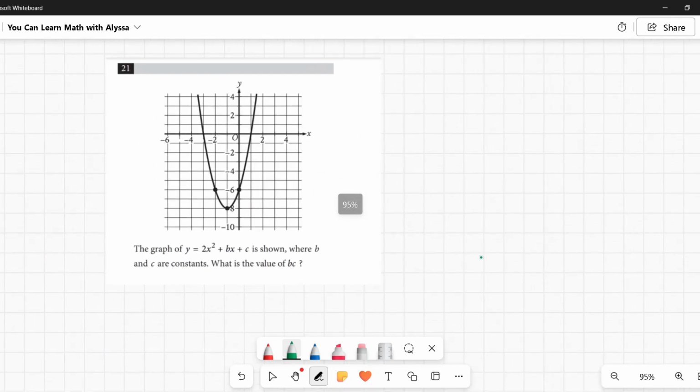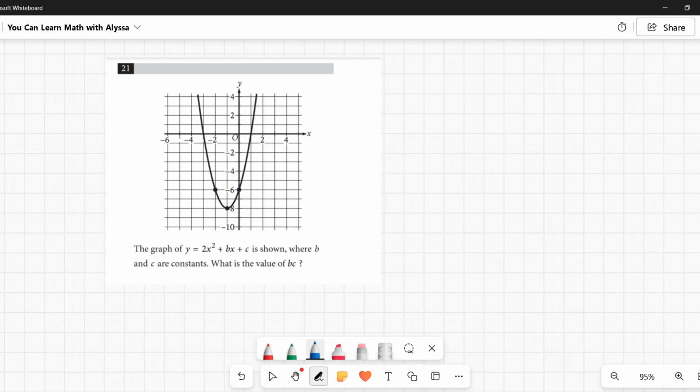21. The graph of y equals 2x squared plus bx plus c is shown, where b and c are constants. What is the value of b times c? There's a couple different ways that you can do it. If you've been watching these in sequence, you can see the past 3 or 4 I've been saying there's like 3 or 4 ways to do this one. There's several different ways you can do it because they give you multiple points. They give you 1, 2, 3, 4, 5 points here that you can play with.